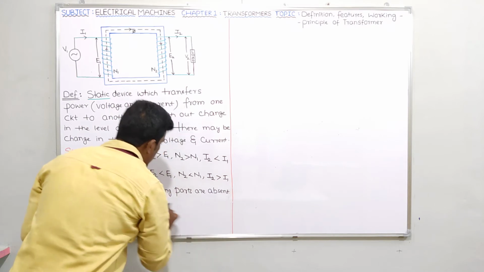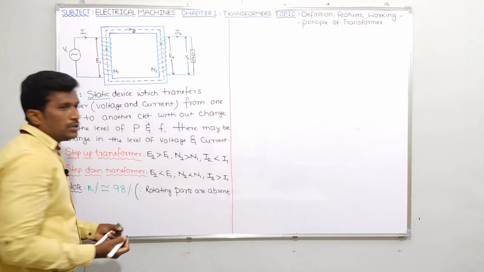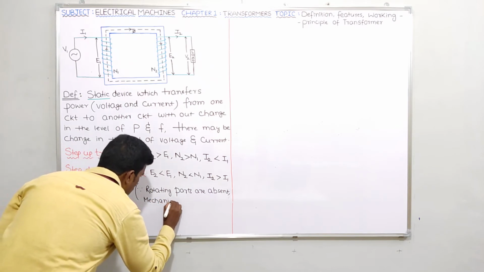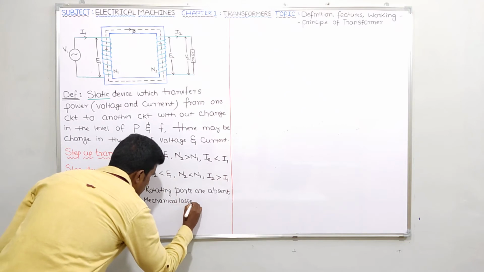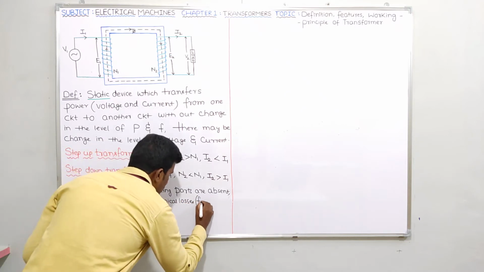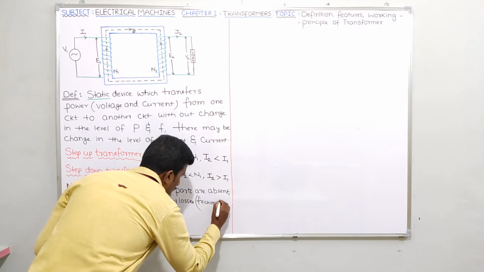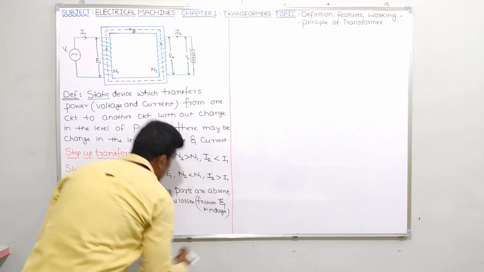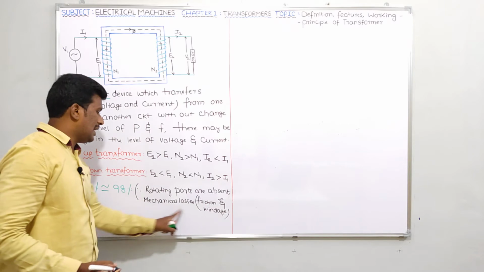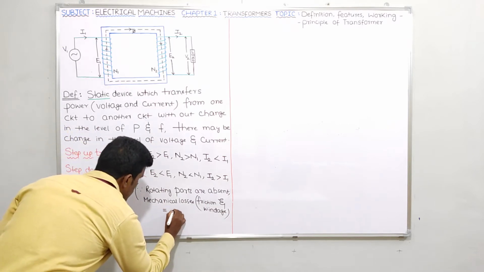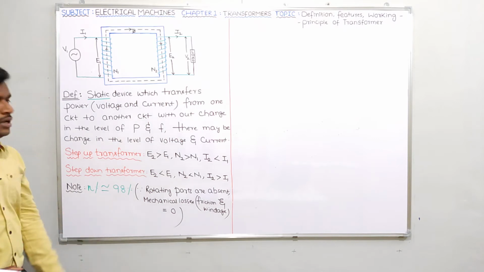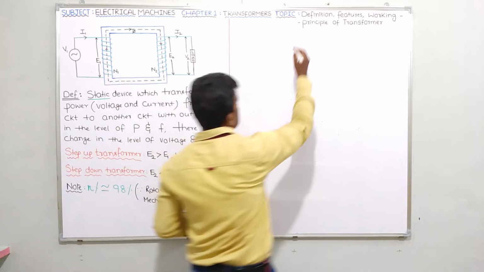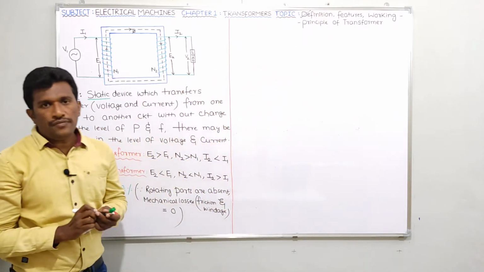Therefore, whenever rotating parts are absent, what about mechanical losses? Generally mechanical loss means friction and windage losses together. Is it clear? So since rotating parts are absent, mechanical losses will be equal to how much? 0. That's the reason efficiency will be high, around 98%. Is it clear? This is the definition. So we had seen the definition here. Next, features of transformer.